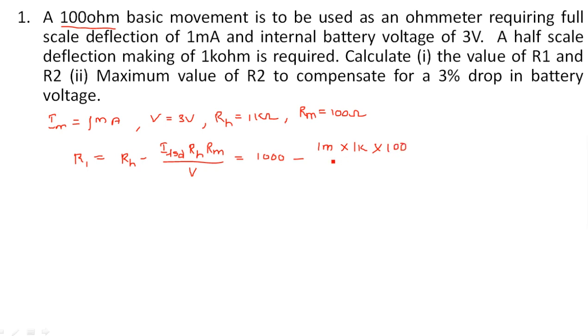It is 100 divided by, what is the V? V in the first case is 3 volts only. So that is equal to 1 kilo, 1 milli, both cancel. 100 by 3 is nothing but 33.33. 1000 minus 33.33, that is approximately 966.7 ohms. So this is the value of R1.